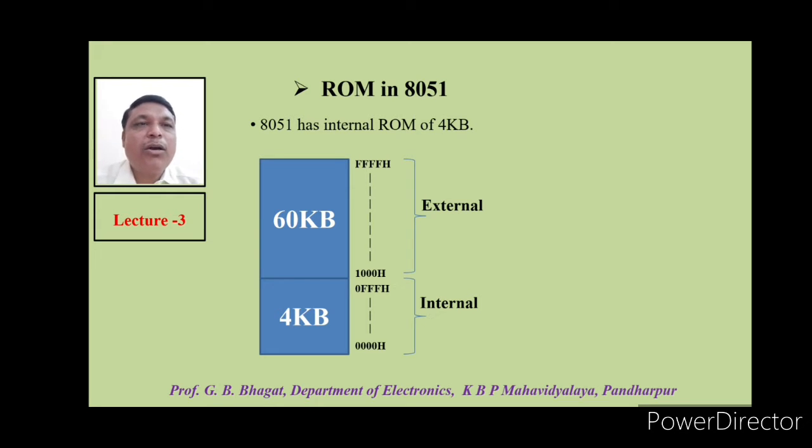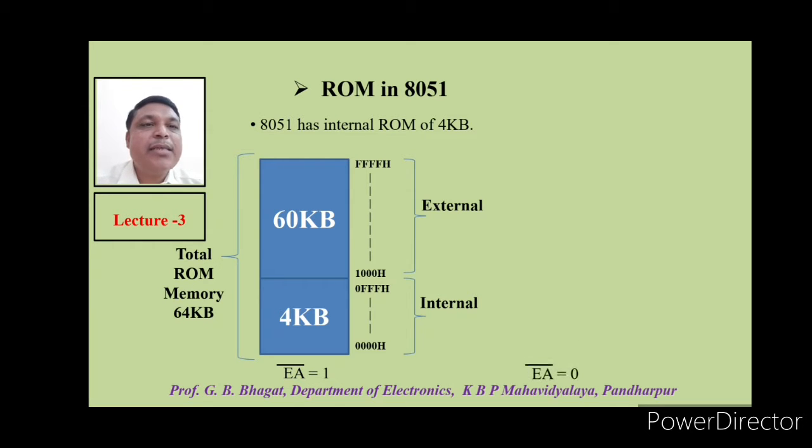Therefore, total ROM that can be available for the 8051 microcontroller becomes 64 KB. That is, total ROM for 8051 becomes 64 KB. This memory can be accessed, that is internal as well as external, if the EA, that is external access, pin is equal to 1.